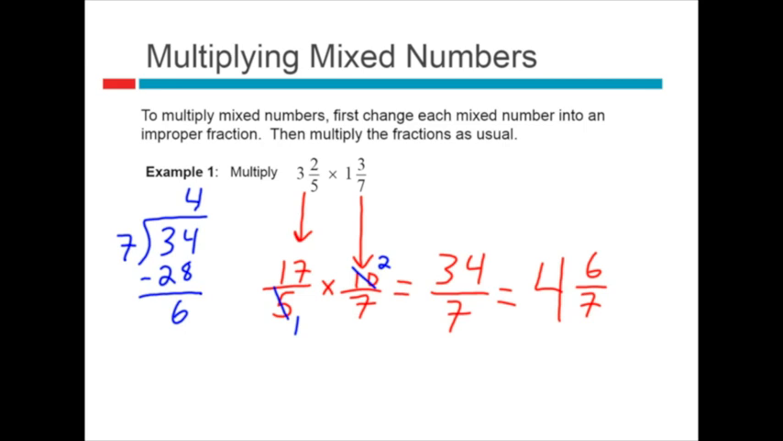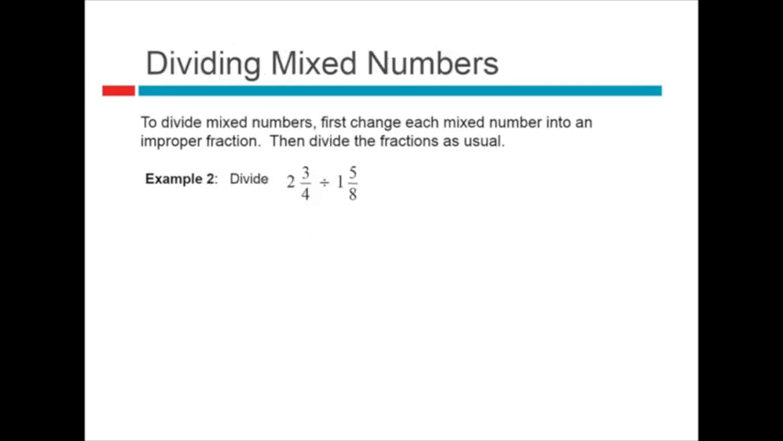Great. All right. Well, now let's try another example. And in this example, we'll be dividing mixed numbers. So to divide mixed numbers, it's just like multiplying mixed numbers. You cannot just divide the whole numbers and the fractions separately. You need to first turn each mixed number into an improper fraction. So let's go ahead and do that.